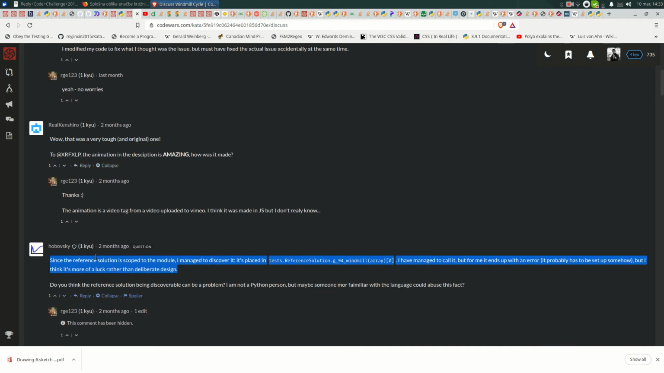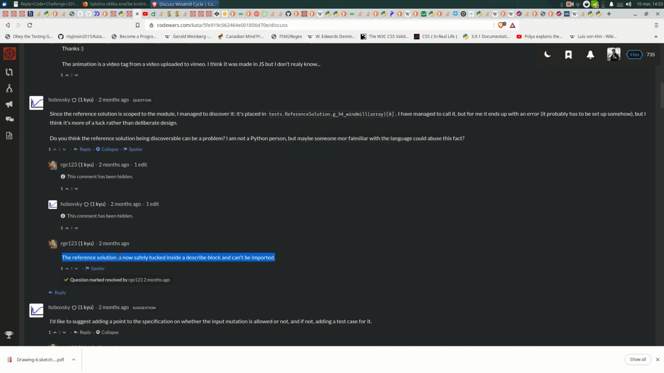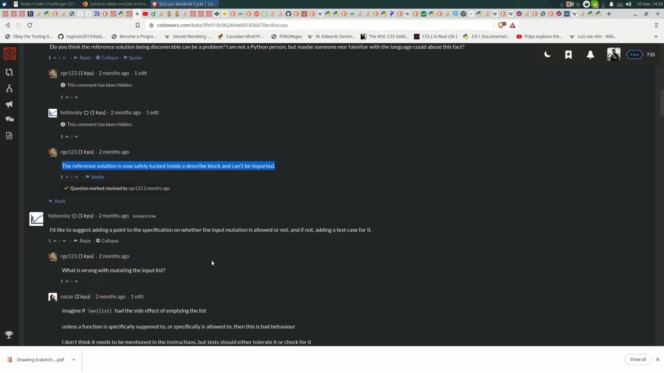Nice. Since the reference solution is scoped to the model, I managed to discover it. It's placed in tests. Reference solution. Aha. I have managed to call it, but for me it ends up with an error. It has to be set up somehow, but I think it's more luck than deliberate design. Do you think the reference solution being discoverable can be a problem? I'm not a Python person, but maybe someone more familiar with the language could abuse this fact. This comment has been hidden. It's now safely tucked inside the describe block and can be imported.